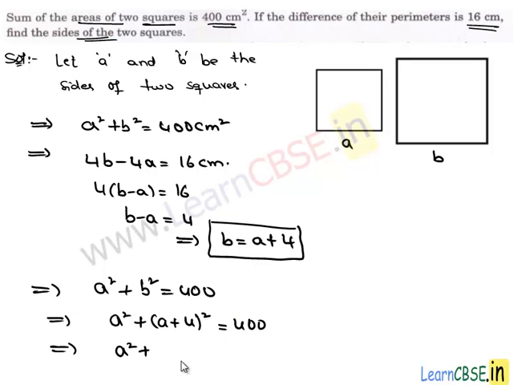Now (a plus b) whole square is a square plus 2ab, that is 8 times a, plus 4 square, which is 16, and it is equal to 400.